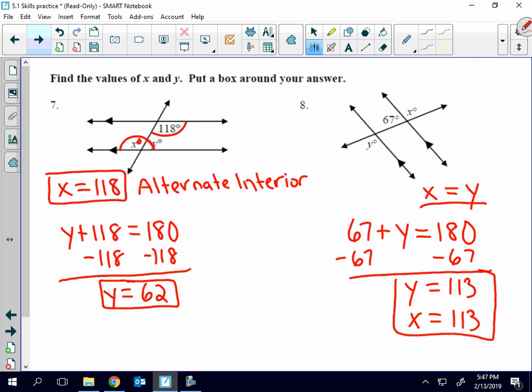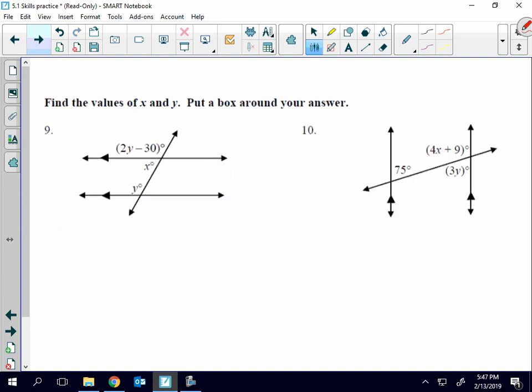Okay. Flip it over. We're going to try number 9. This is the one you'll notice is kind of way out of proportion. It's definitely not drawn to scale, so just bear with me here.